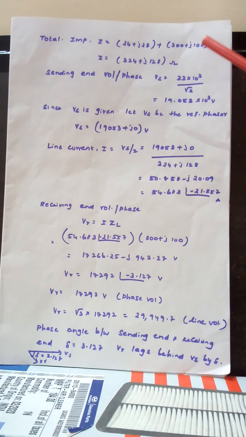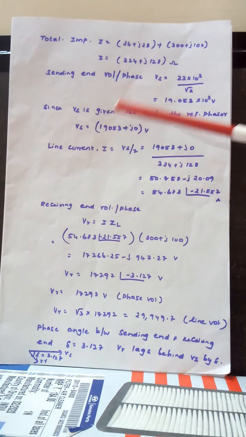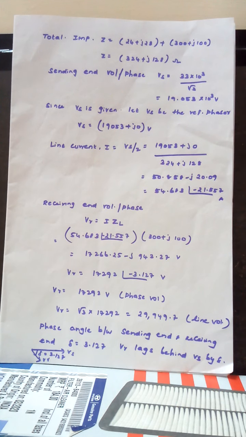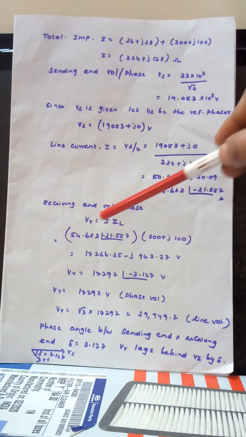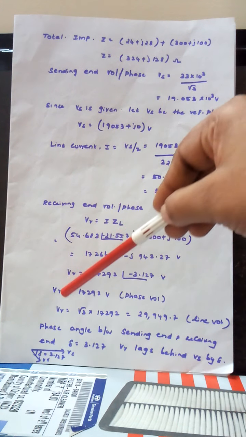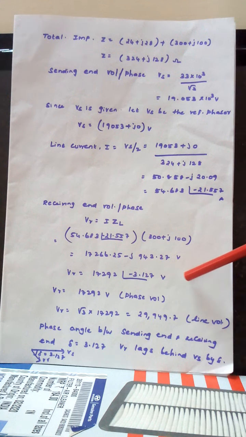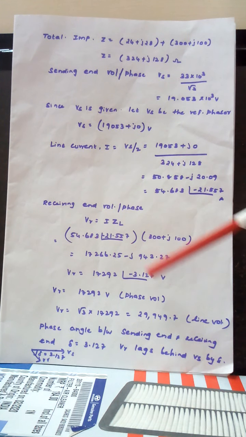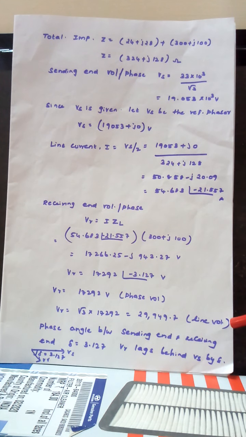Now they are asking to find the receiving end voltage. The receiving end voltage per phase, VR, we can find from the diagram. The current is the same, so VR equals I into ZL. The current I we got, and the load impedance is 300 + j100. We get VR as 17292 at an angle of minus 3.127 volt. This is the phase voltage. We have to convert it into a line voltage, so we multiply by √3, and we get the line voltage here.